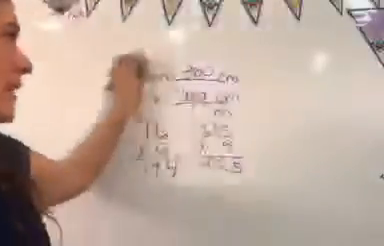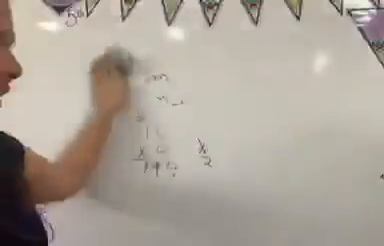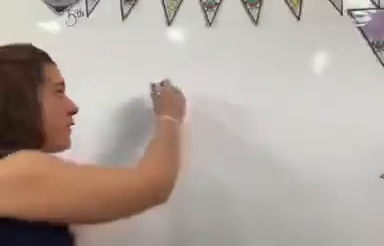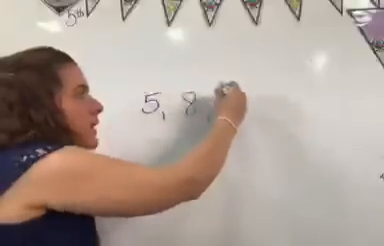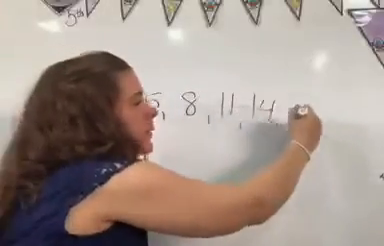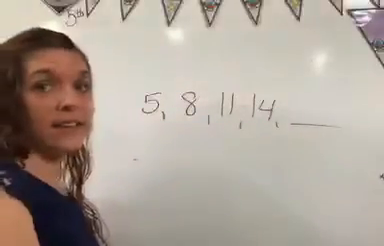Then it says, write the number that comes next in the counting sequence. These are always fun, you guys. You have to find the pattern. This is number 11. Find the pattern. Your sequence is this: 5, 8, 11, 14. What's the next number? Anybody figure it out? The next number is 17.